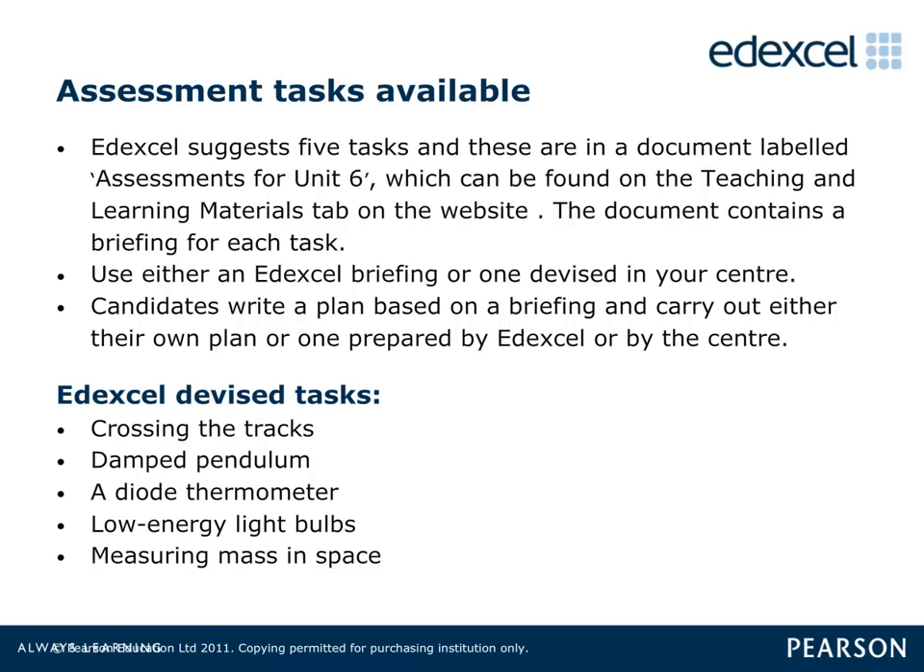The damped pendulum is about a decaying oscillation and aims to determine the damping constant. A diode thermometer is about the temperature variation of the forward bias current in a diode, and although this sounds complex, it is very straightforward to carry out and produces an excellent estimate of the charge on an electron. Mass in space measures the period of an oscillating spring as the suspended mass varies and seeks to determine the mass of an object. This is very good for using uncertainties to justify a conclusion.